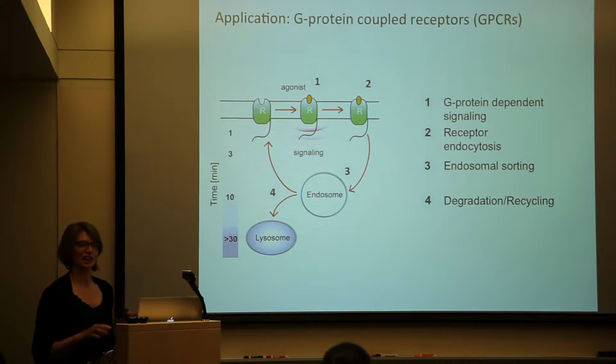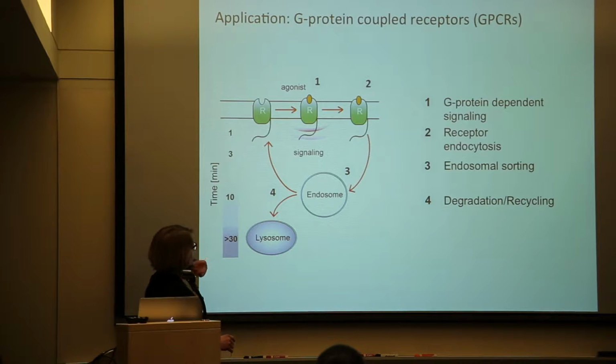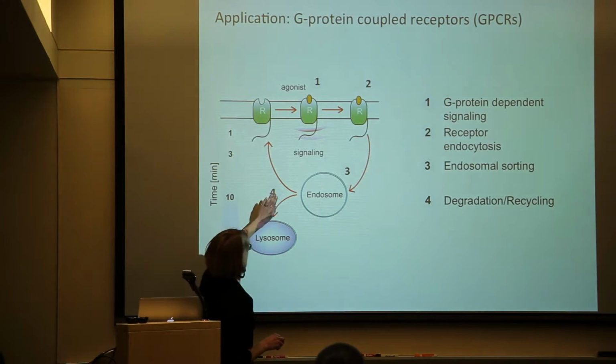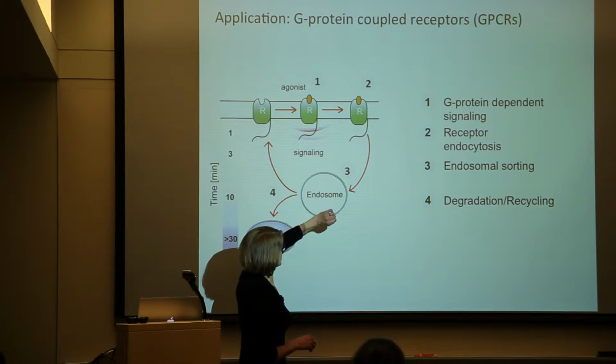Just to bring us all onto the same page, I would like to start by talking about the background of G protein coupled receptors. Upon activation of the receptor with an agonist, the receptor goes through different activity stages. We start here with G protein dependent signaling, then receptor endocytosis.